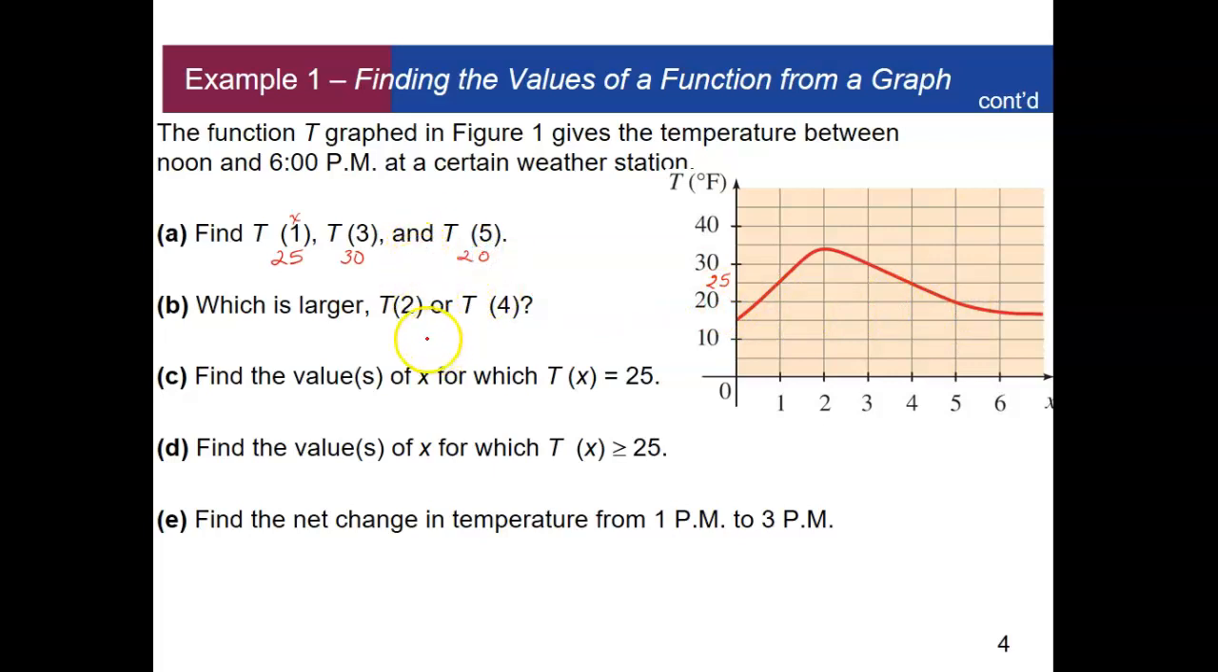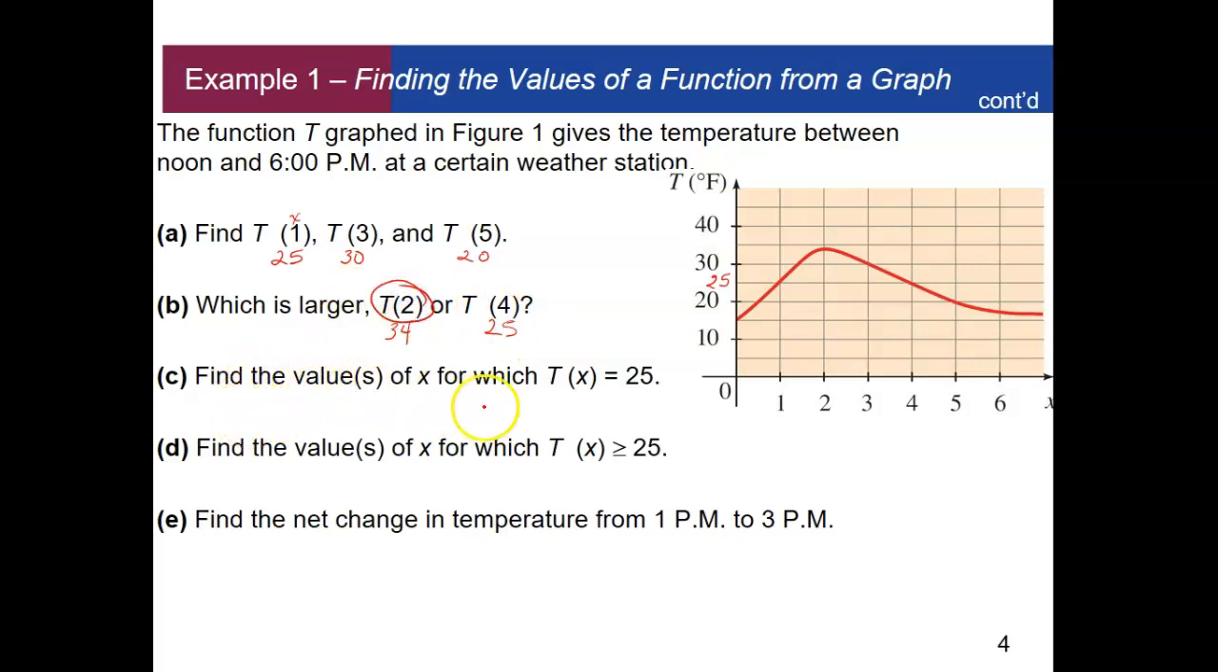So the question is, which is larger, T of 2 or T of 4? T of 2 looks like it's going to be about 34. T of 4 is definitely lower, and that's going to be 25. So the larger one there would be T of 2.